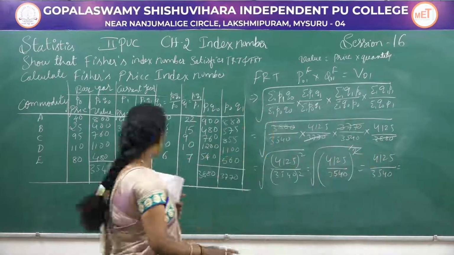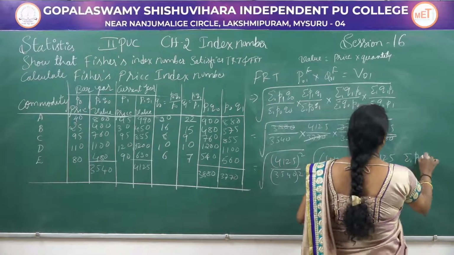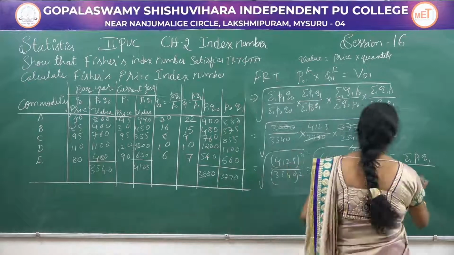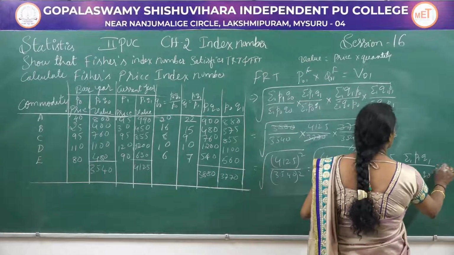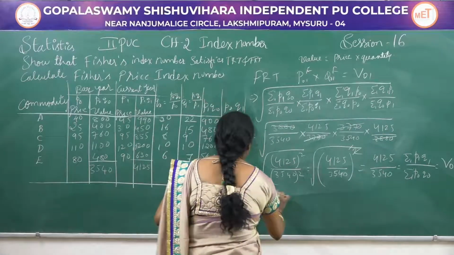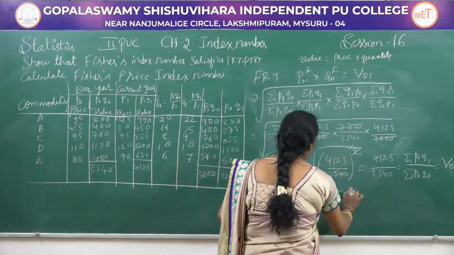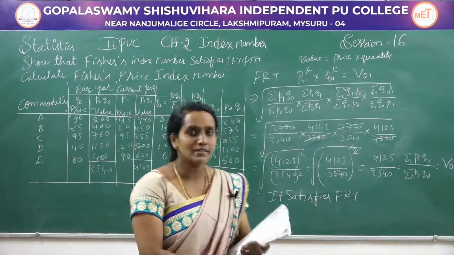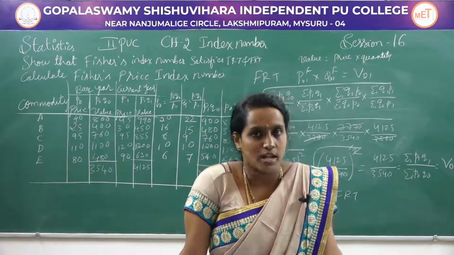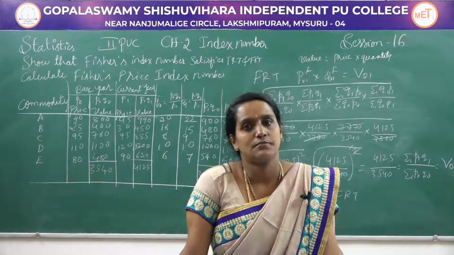This 4125 is summation of P1 Q1, and 3540 is the summation of P0 Q0. This is nothing but value index number, that is our RHS. Therefore, it satisfies FRT, that is factor reversal test also. In examination, you will get this type of problem for 10 marks and this is very, very important. Okay, please follow this one. Thank you.